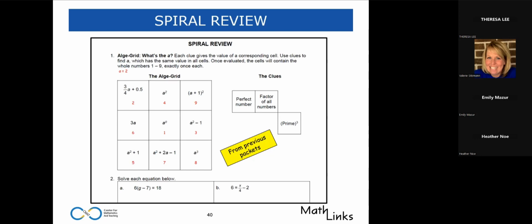Spiral review in every packet provides continued and systematic practice of previous work. Here you see an algebra grid. Math educator Carol Greenis gave us permission to use some of her very cool puzzles as a recurring feature in our 8th grade program.